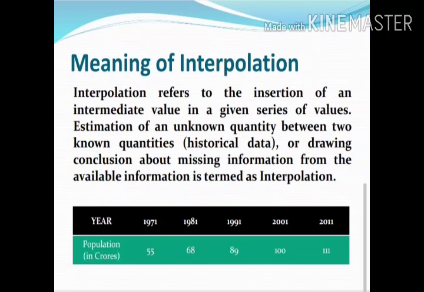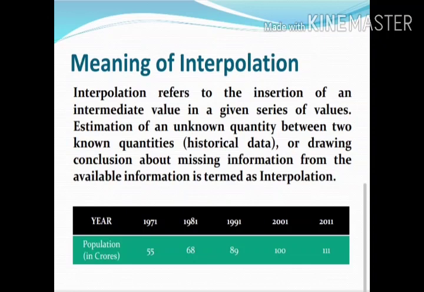With the below example, you can easily learn what interpolation is. A table is given, year and population, with years from 1971 to 2011, and the population data is also given. So it is a complete table. There are no missing values, but still you are going to interpolate. What are you going to interpolate? You are going to find out a missing or unknown data. Like, what will be the population in 1985?